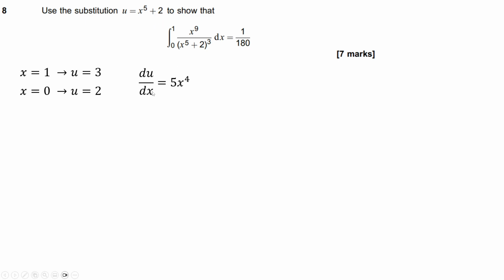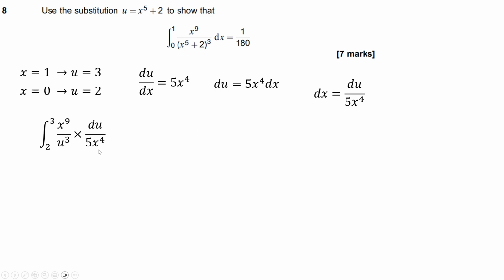So if we rearrange for dx, just multiply it on both sides, then divide by 5x to the 4 on both sides to get this. Okay, and now we can start changing stuff around. x to the 5 plus 2 is obviously just going to be u, because that's our substitution. So this bottom part becomes u cubed, and then this top part we'll just leave it for now. And we also need to remember to change the limits. The dx changes to a du over 5x to the 4, because that's what we got here.